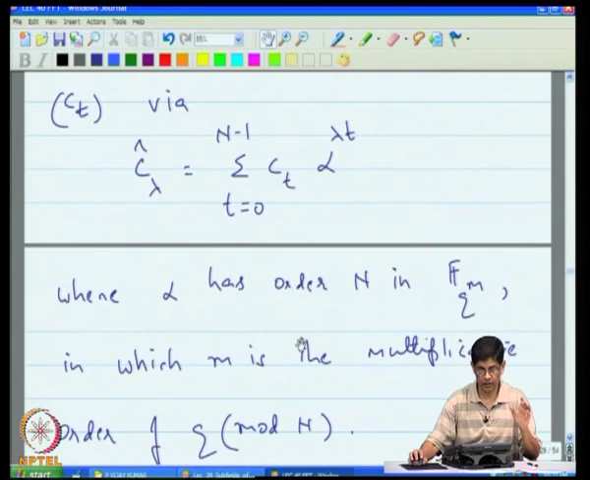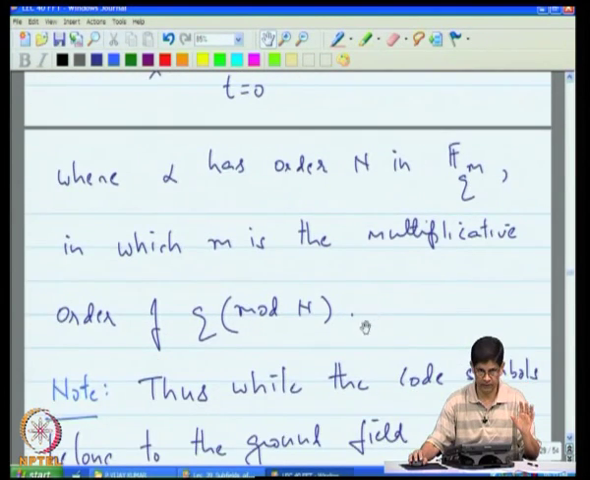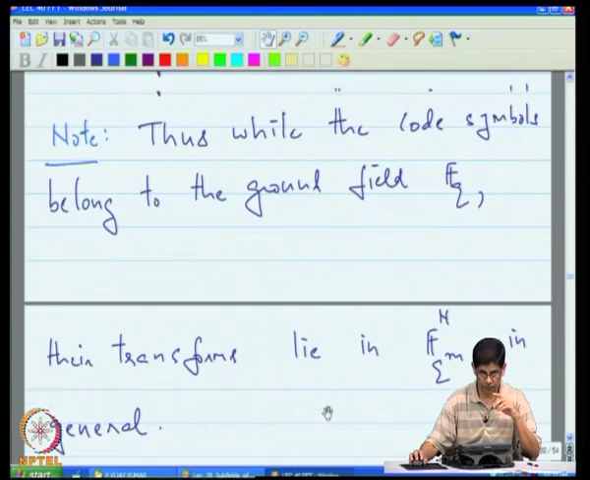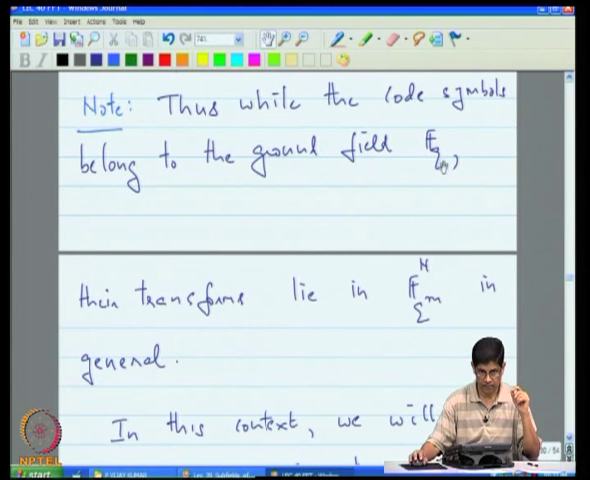We already understand how transforms are defined. We understand that if your sequence is in F_q, in order to find an element of order n, you have to go to a larger field F_q^m. So we are completely familiar with all of this. This is just saying something obvious: while the code symbols belong to the ground field, the transform coefficients in general lie in the big field.